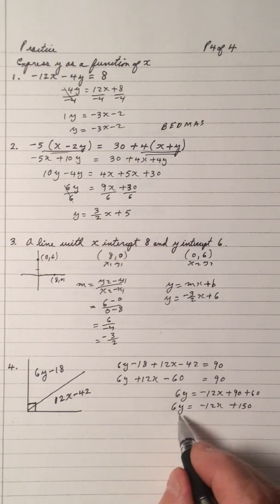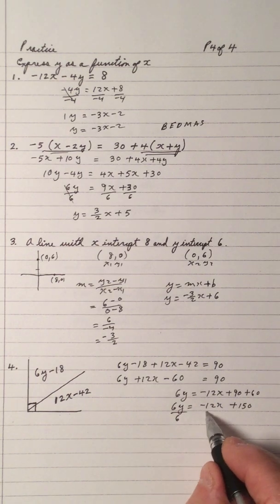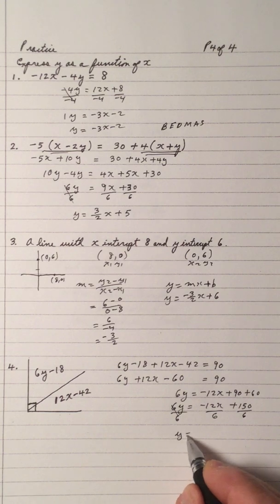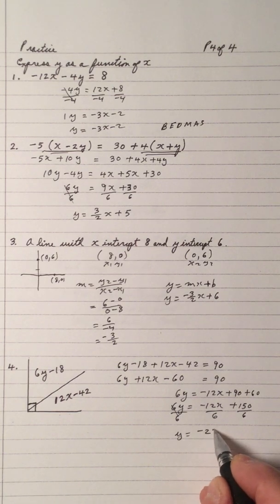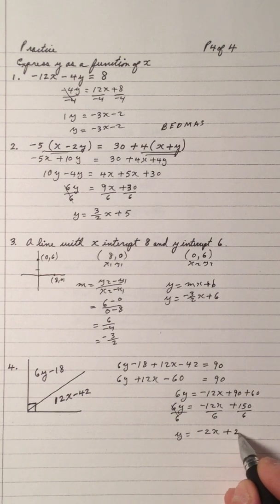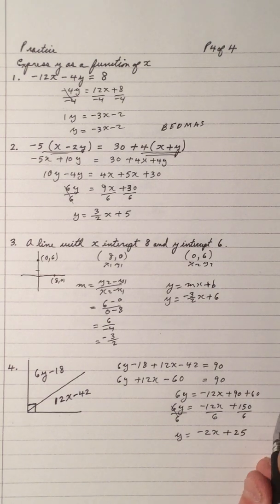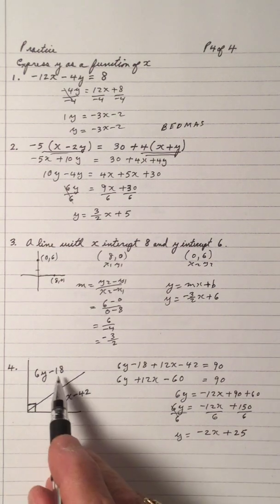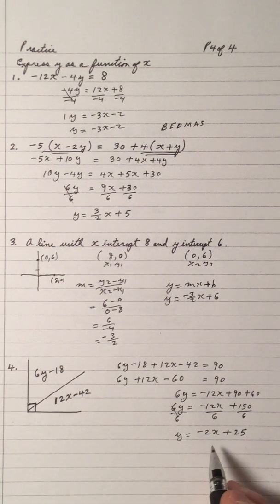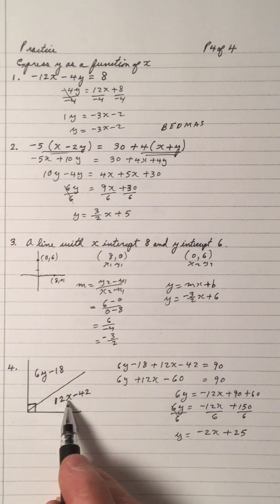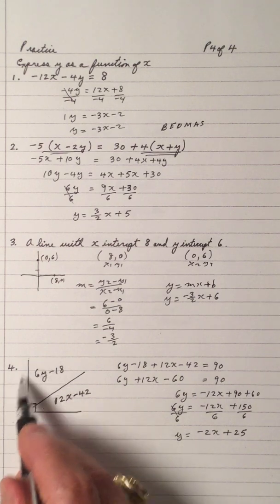And we need to solve for y. Y is a function of x, so y is equal to negative 2x plus 150 divided by 6, which is 25. So that's y as a function of x. Again, if you work this out, if you said x was 10, that means y would be 5. So if you put 10 here and 5 here, they would add up to 90.